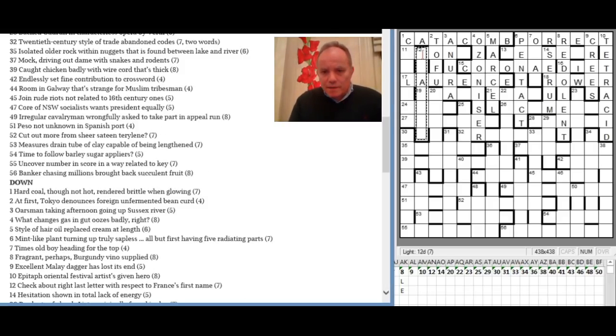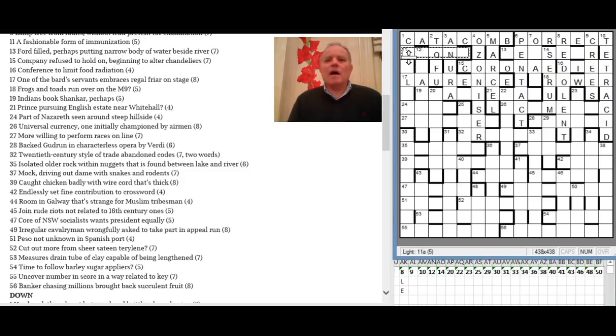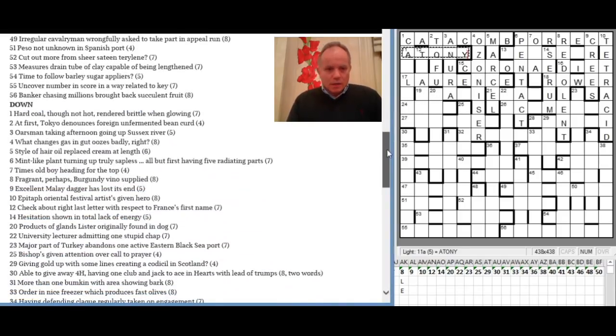I'm not quite happy. Imagine if it was a C at the beginning of 12. 11 across would be... Ah, Tony can be fashionable. So, atony is a word. But it's not a form of immunisation, I think. It's tonelessness. So I imagine that that is swapping definitions. 12 down. Check. About right. Check. Beginning with T. About right. Last letter. With respect. I don't know.